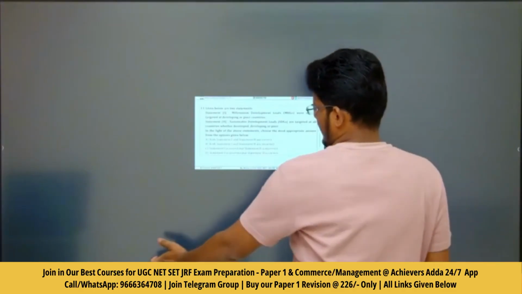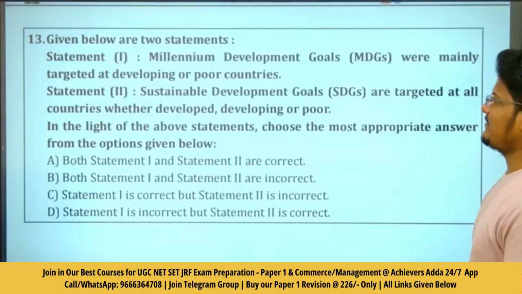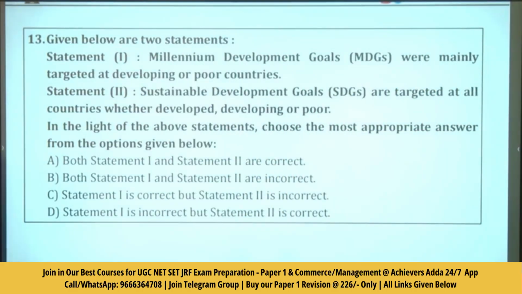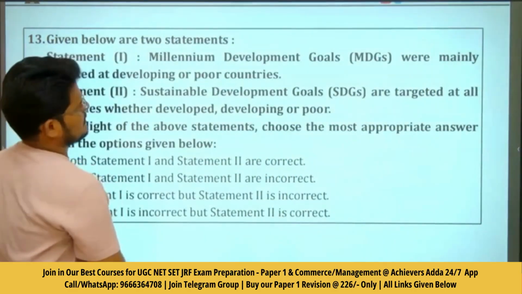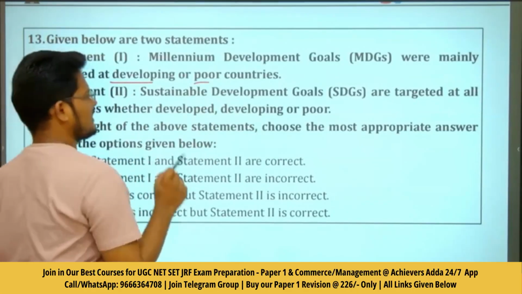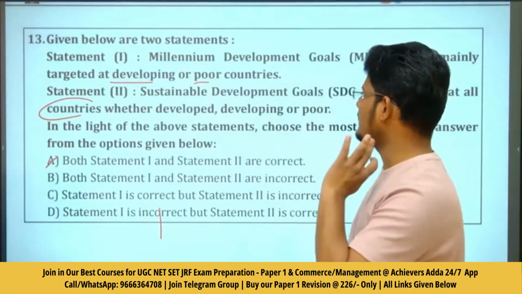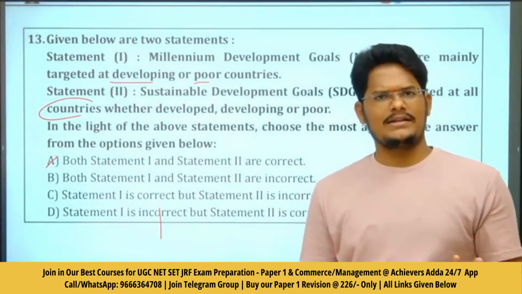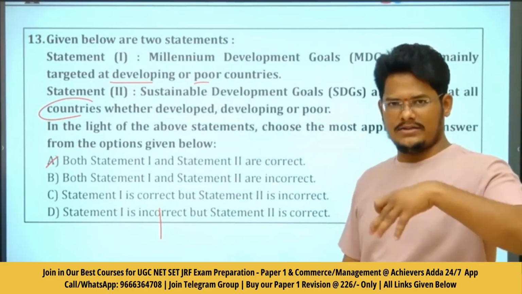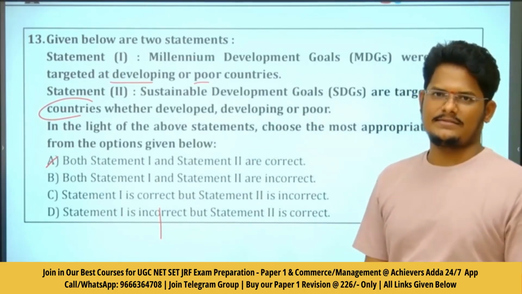MDG and SDG. MDGs were mainly targeted at developing and poor countries. SDGs are targeted at all countries, whether developed, developing or poor. Answer is 1. Both are correct. Initially, when MDGs were introduced, they targeted only developing and underdeveloped countries. Already developed countries did not adopt MDG. Only SDGs were for all, because SDG is for long-term sustainability, whereas MDG was concentrating on improving things.